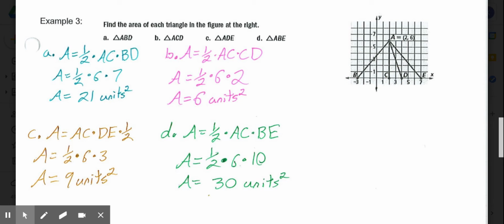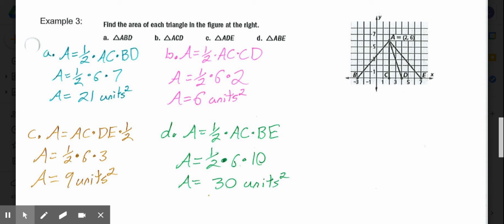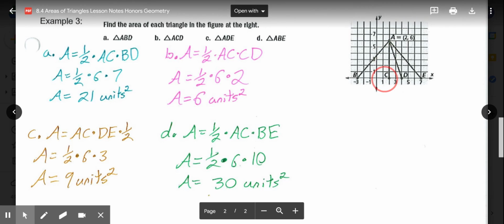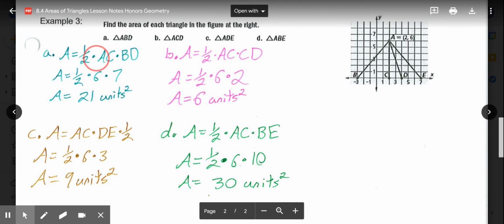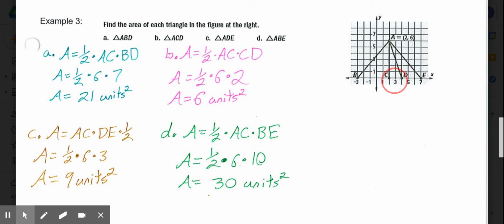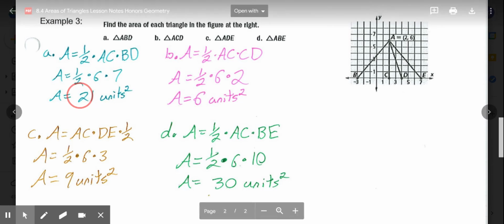So when we're looking at that triangle, what we care about is the height, which would be segment AC, because AC meets BD at 90 degrees. So our height would be AC, our base is BD. So our area is 1/2 AC times BD. AC is 6 units long. BD is 7 units long. So 1/2 multiplied by 6 multiplied by 7 is 21 square units.